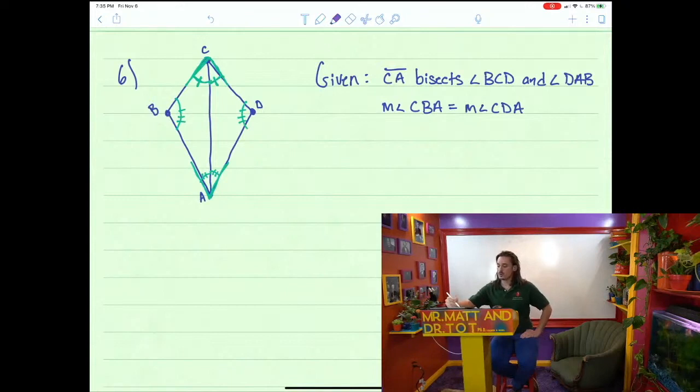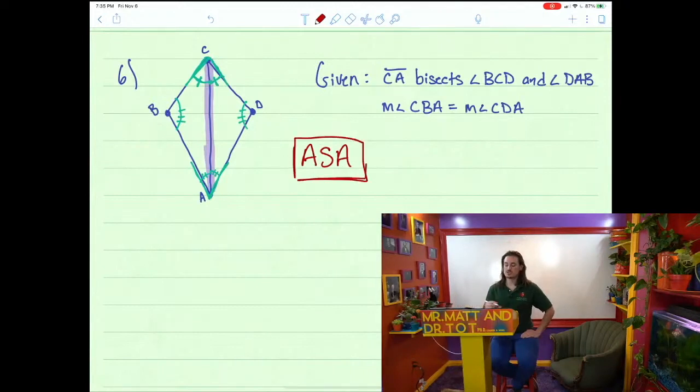However, we also know that CA is equal to CA. So actually, we do have angle, but that's not enough to prove congruency. That's only enough to prove similarity. However, we do have angle side angle. So these two triangles are congruent, but not due to angle, due to the angle side angle postulate.